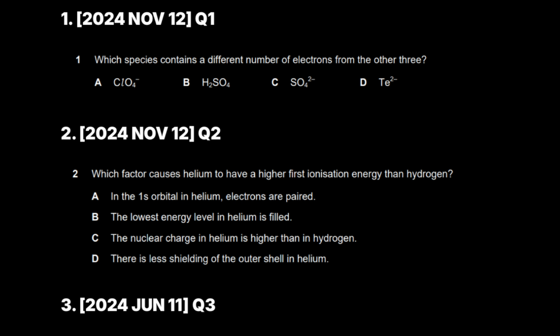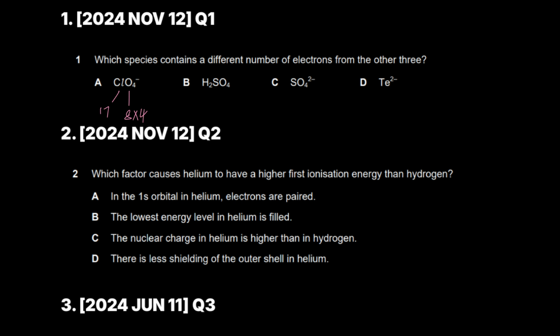Which species contains a different number of electrons from the other 3? So you just have to figure out which of these have different number of electrons. You just go to the periodic table, take out their protons, and the protons should be equal to the number of electrons for all the atoms, right? So if chlorine is here, chlorine has proton number 17. It has 17 electrons as well. Oxygen, what's the proton number of oxygen? Can somebody check? That's probably 8. So oxygen has 8 protons and they should have 8 electrons.